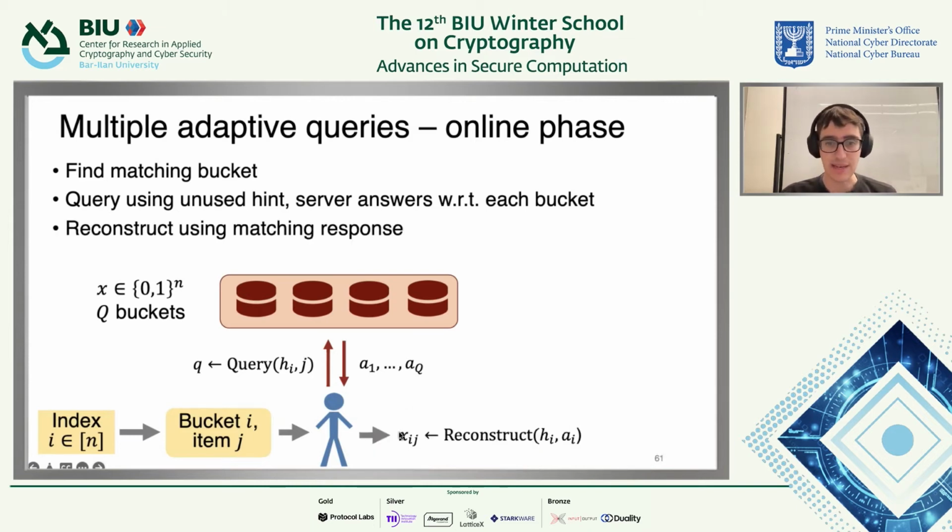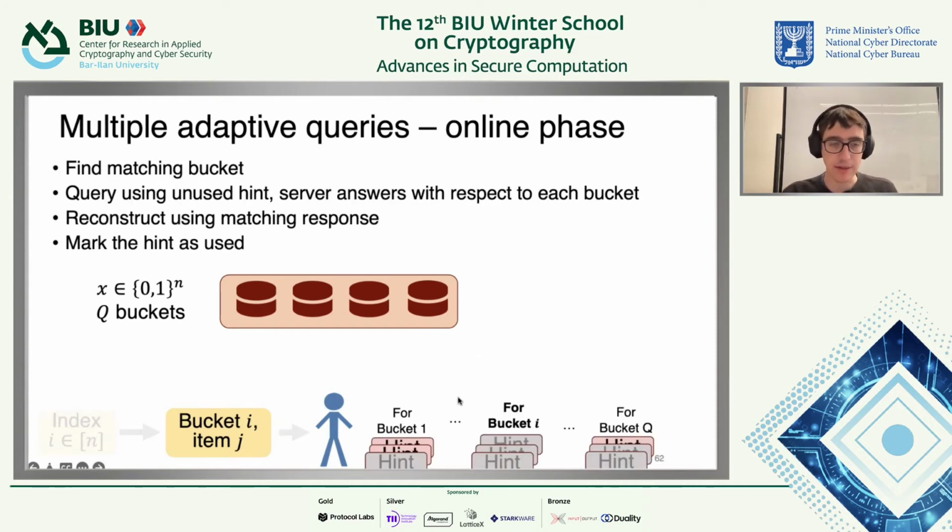And now the client says, well, I only care about bucket number I. I'll just discard all the other answers. I'll take answer I, run the reconstruct procedure, and feed also this hint that it used. And this will give the client back the value of its bit of interest. That's the idea.